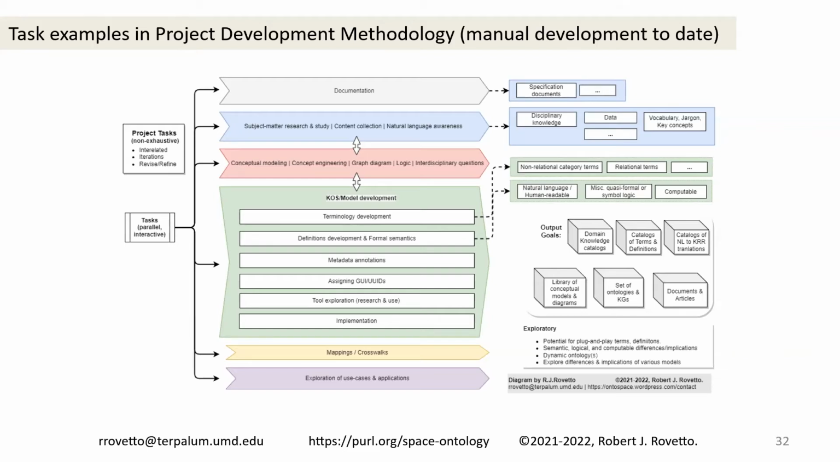Now, some output goals include some of the products I mentioned, which include catalogs of terms, their examination, comparison of definitions, catalogs of existing resources, as well as knowledge catalogs and effectively a library of the conceptual models or ontologies that the project aims to complete.